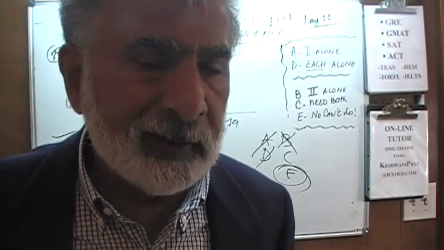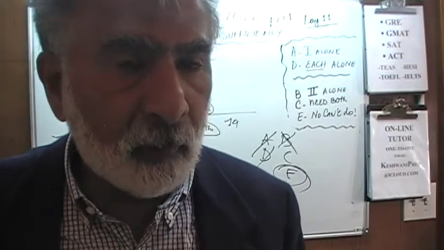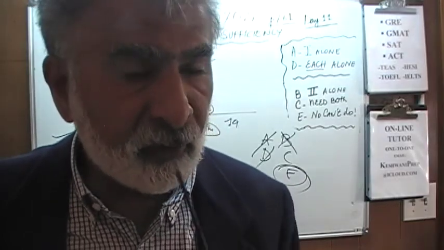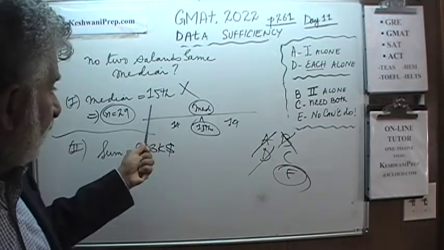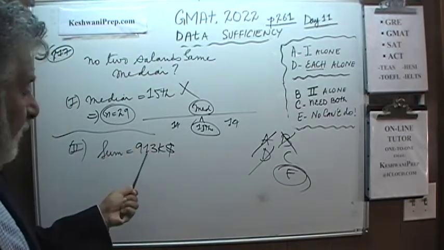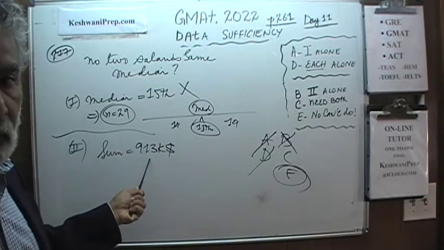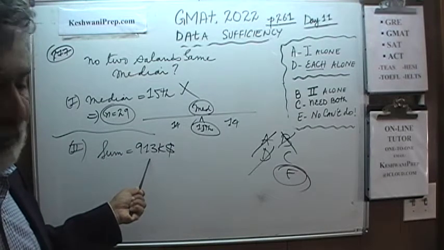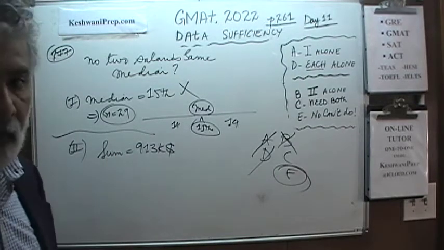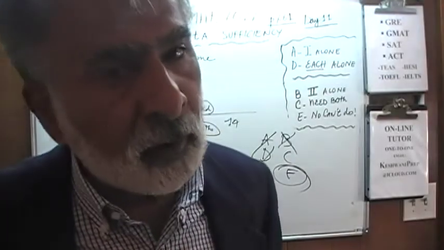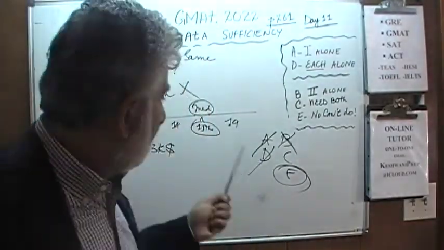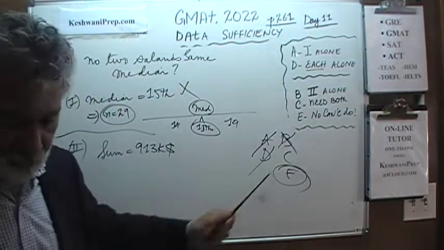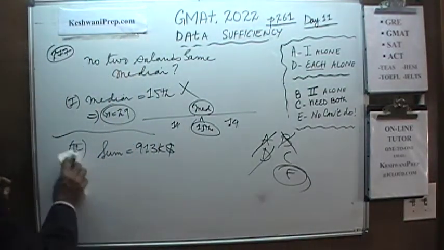the question and think that they are looking for mean. If they were asking for mean, not the median, then the answer would have been C. We can figure out the mean, because from first statement we can figure out there are 29 people. Second statement tells us the sum of all the salaries, we just divide the sum by the 29 and we can figure out the average salary. But they're not asking for the mean salary, they're looking for median salary. And there is no way to figure out the median, the answer is E. Number 200.